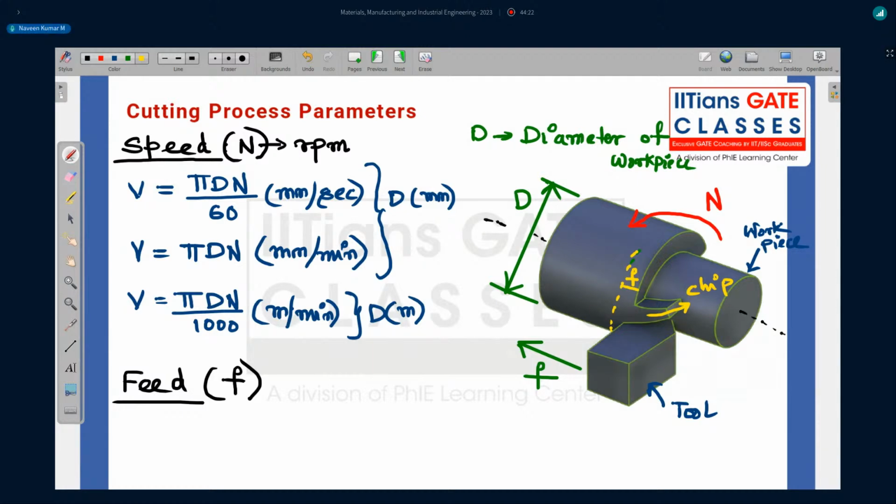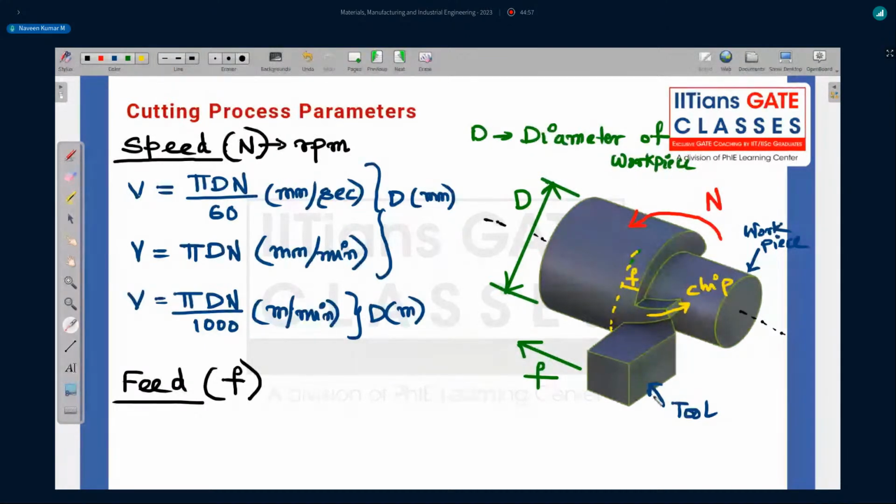So I'm saying, for one rotation, how much the tool is moving in this direction. Again, I repeat: for one rotation of the workpiece, the distance the tool moves in this direction is the feed. So in exactly one rotation, this is the f. In another rotation, it will move the same amount f, and it will keep on proceeding like this. So that is your feed, and the feed will be given in this direction.